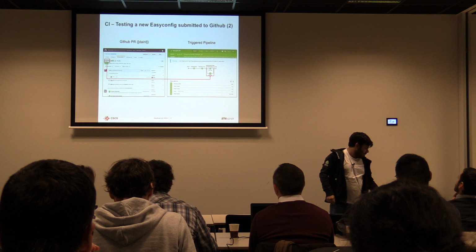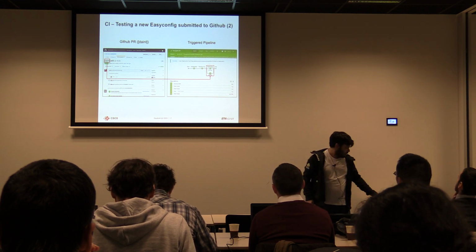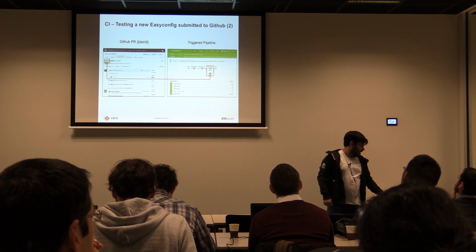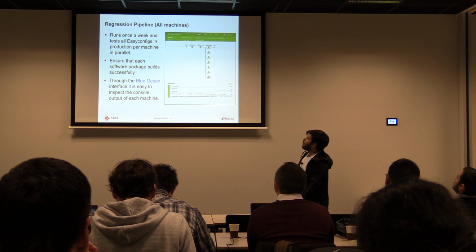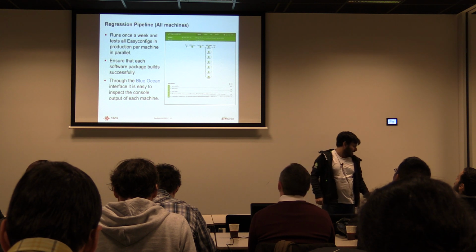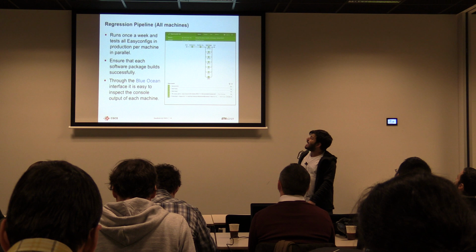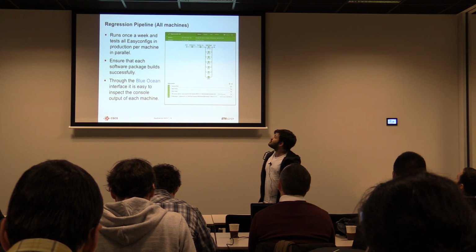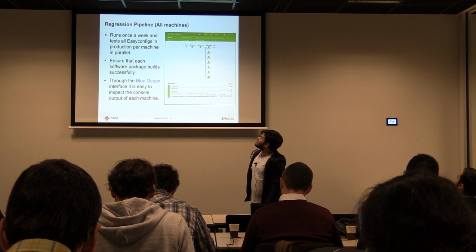And I'm going to conclude by showing you how our regression works, where we test the EasyConfigs available in production weekly in all our machines. So, as I said, it runs weekly by a cron job on weekends, so that it doesn't disturb the users. And you see here that it runs on each machine.